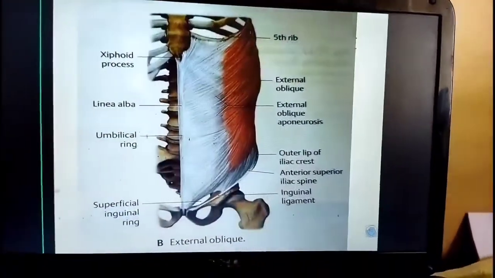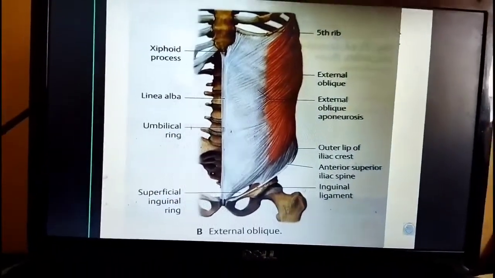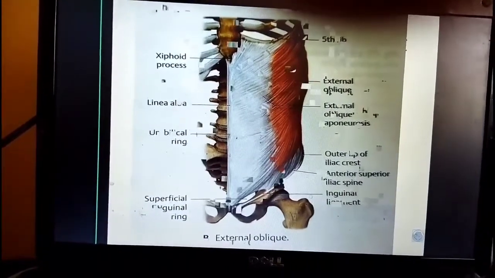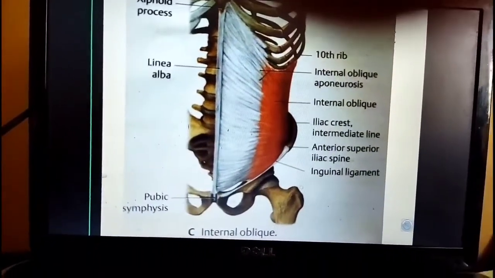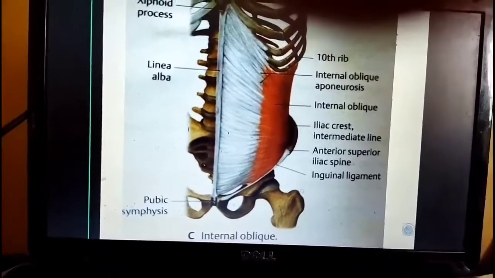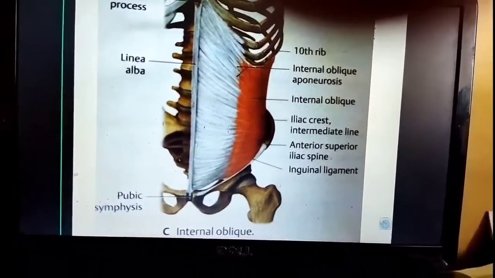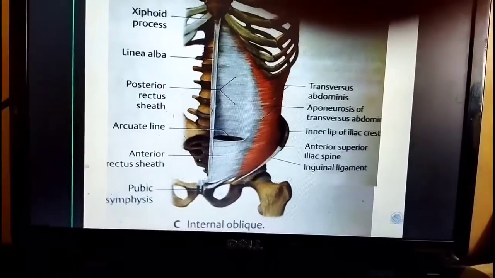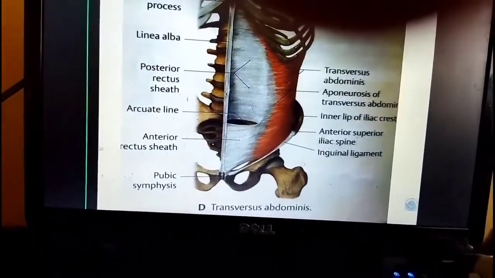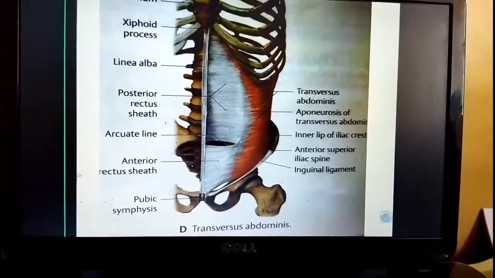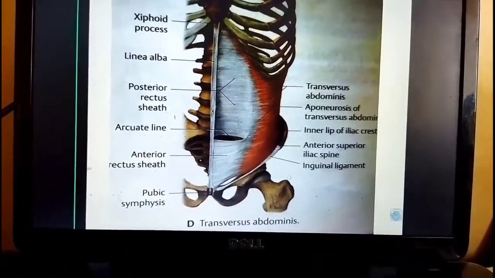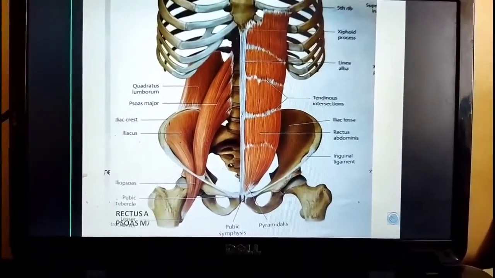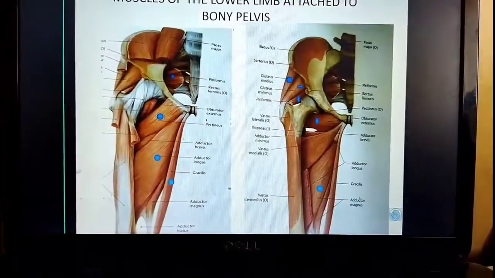Now the muscles of the abdominal wall: the external oblique muscle has its attachment to the iliac crest. The internal oblique and also the transversus abdominis. You will read about these muscles in detail in the anterior abdominal wall. You have read about their attachments to the iliac crest. The rectus abdominis muscle, the iliacus, the psoas major, and the quadratus lumborum muscles.